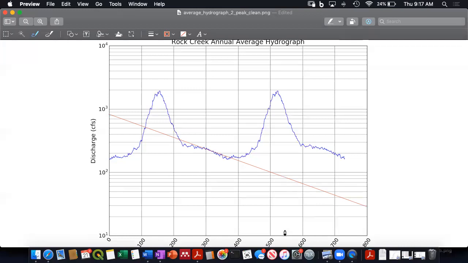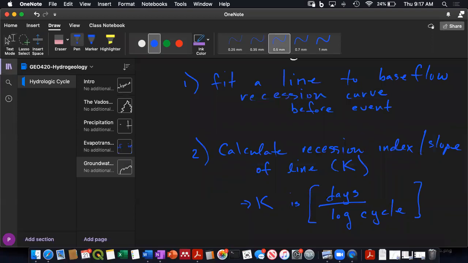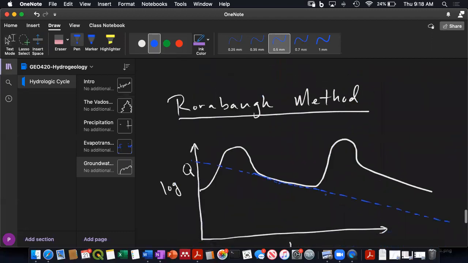$550, that's 650 minus 100. It took me 550 days to go from 550 to 55. So that's the number of days it took me to go one log cycle. That's my K. If I go back here, I fit my line and figure out how many days it takes me to descend one log cycle in flow. That gives me K, which is my recession index. So I calculate K from this line.